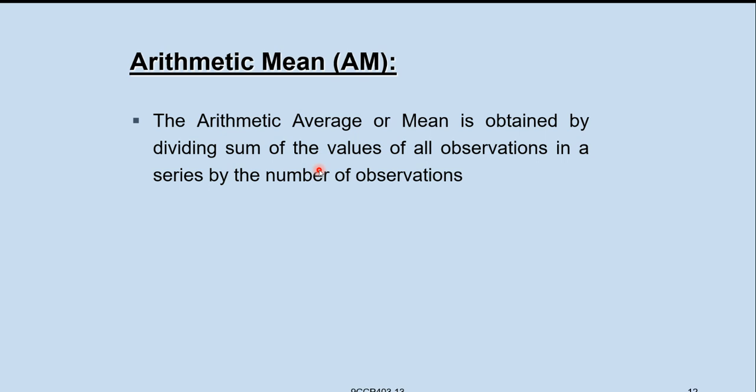So we have 10 figures and we want to calculate the average. What we have to do is 10 plus 20 plus 30 plus 40 plus 50 plus 60 plus 70 plus 80 plus 90 plus 100. We have to take all the variables, sum them up, and then divide by the number of values. We have calculated that 10 numbers are there, so we will divide by 10. That is, the total of all observations in a series divided by the number of observations.